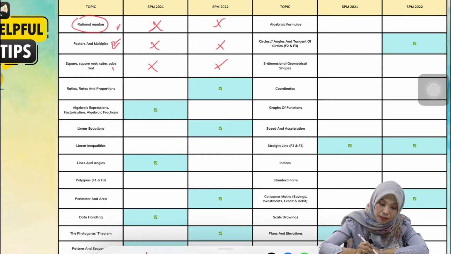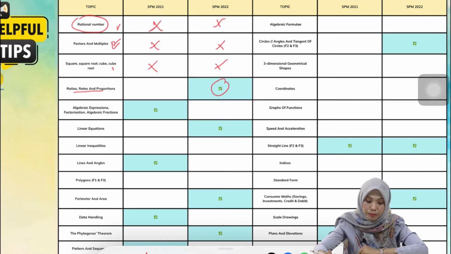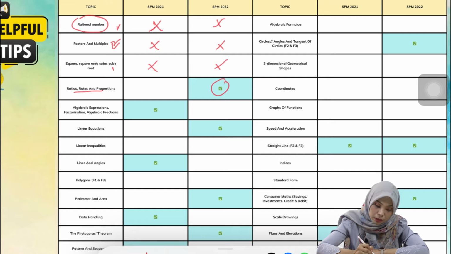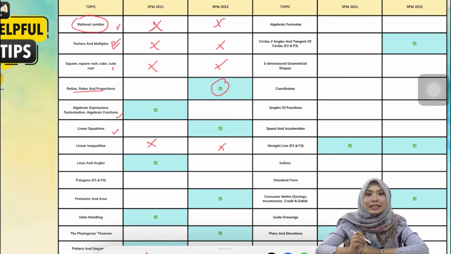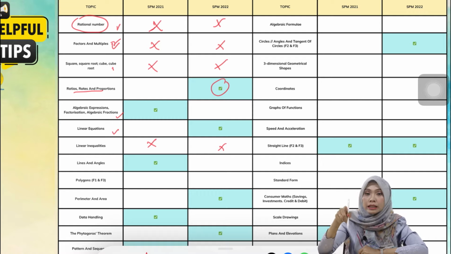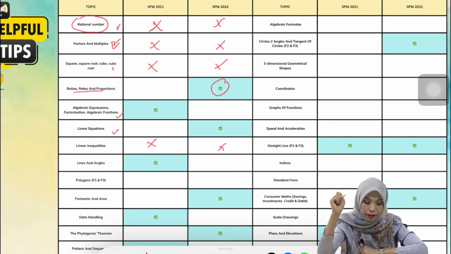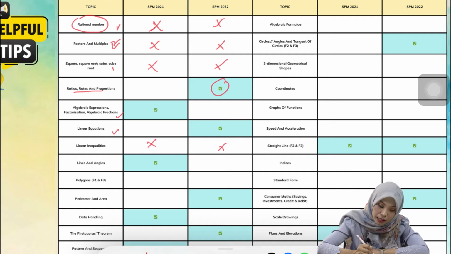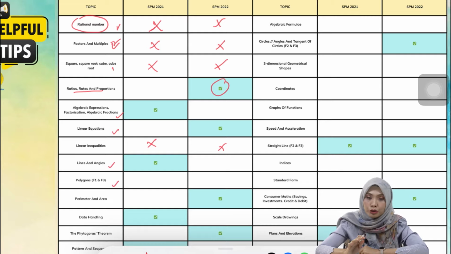Okay? Oh, we'll see. Ratio, rates and proportion. It started to come out in SPM 2022. Same goes to algebraic linear equations. Okay, nothing for linear inequalities, because you will see linear inequalities again in Form 5, right? In Form 5 you learn about drawing the linear inequalities diagram and graph. Okay, lines and angles, all right. Okay, polygons for Paper 1 for sure come out. This is a favorite question in Paper 1.